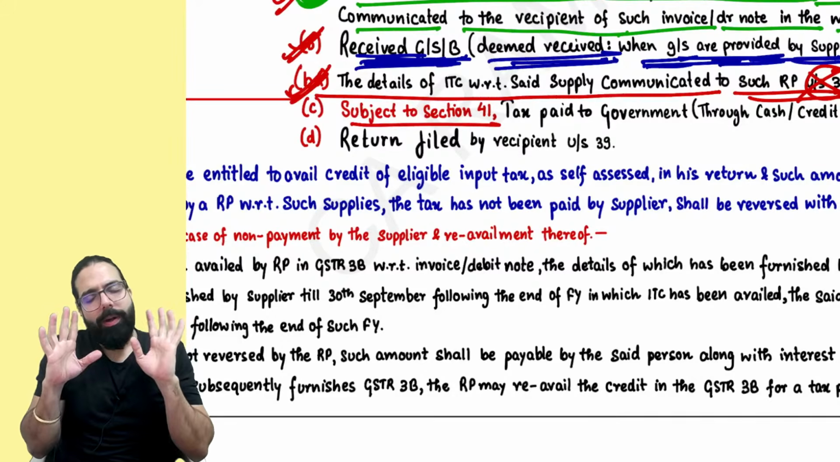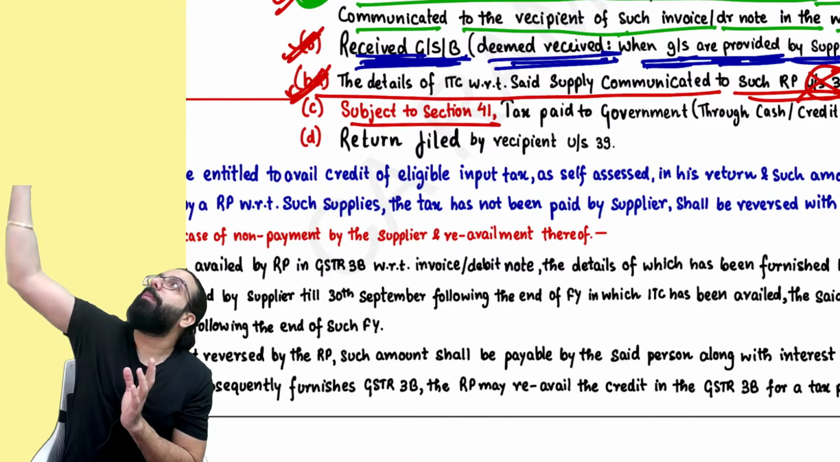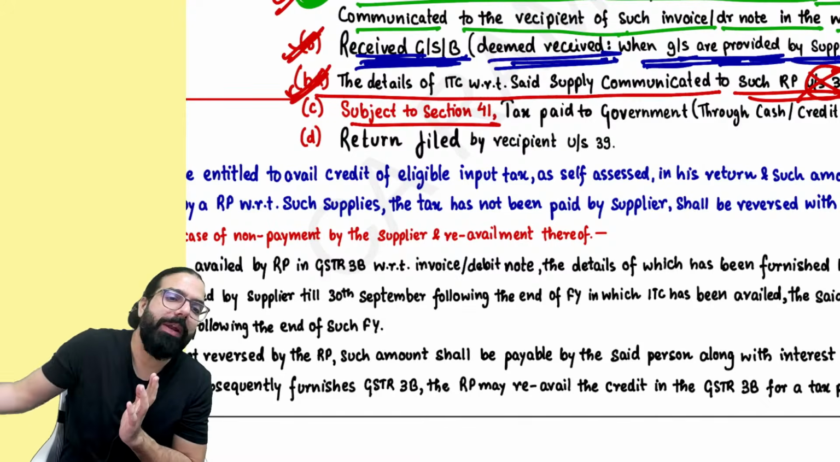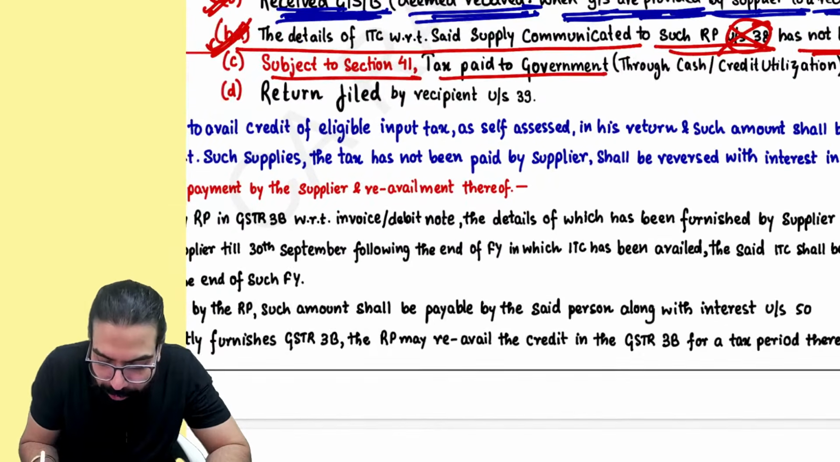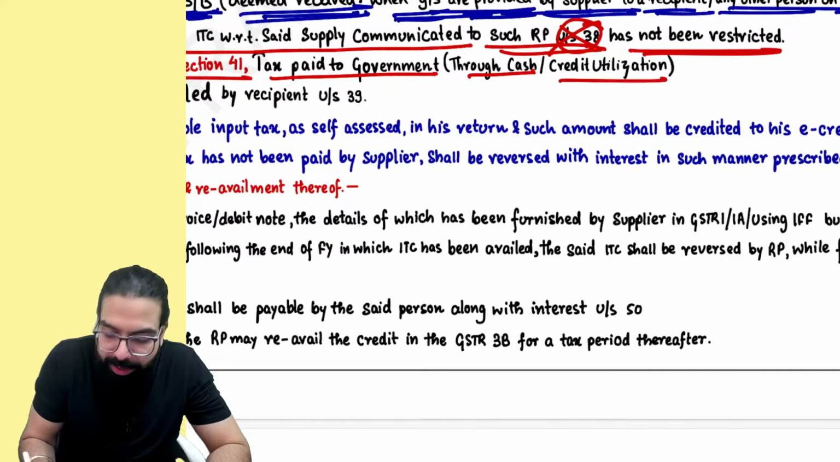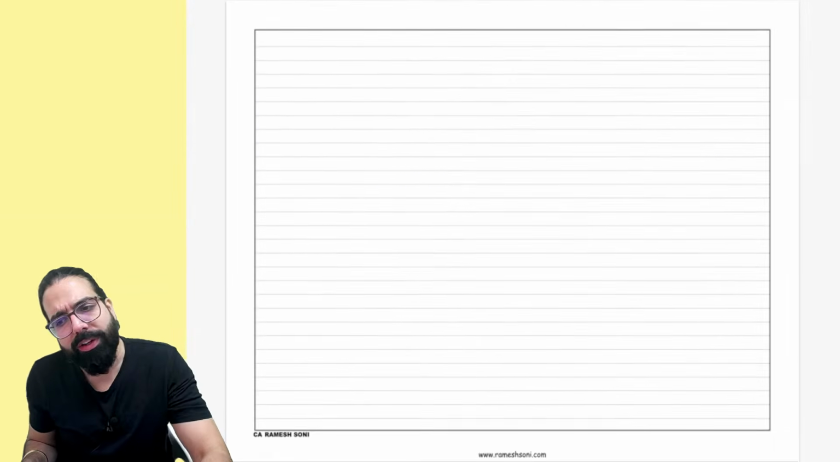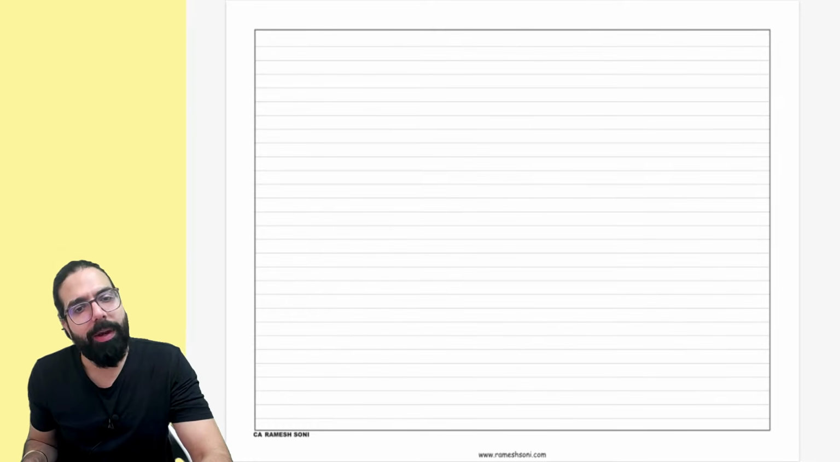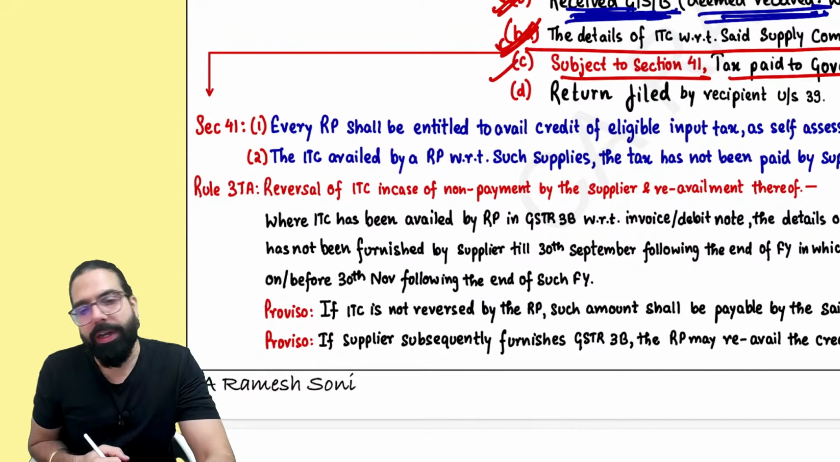Supplier gave me the document. I received the goods. Next step is supplier should have paid the tax to the government. The next step over here is tax should be paid to the government through cash or credit utilization. I want to go ahead and tell you guys little in detail about this. Everyone listen carefully. I'm very sure you guys might be wanting to understand this point little in detail. I will talk in little details over here.